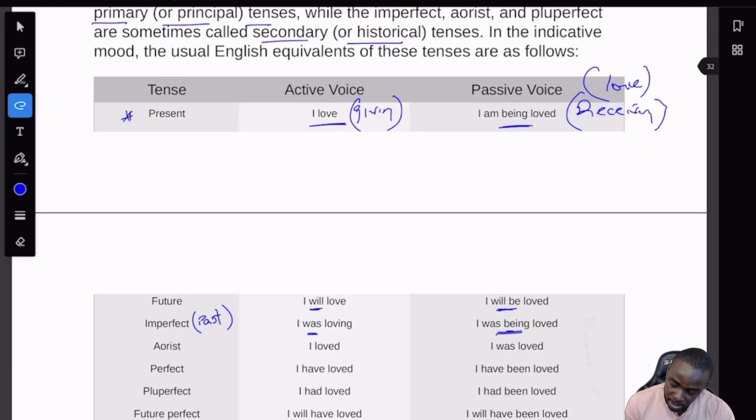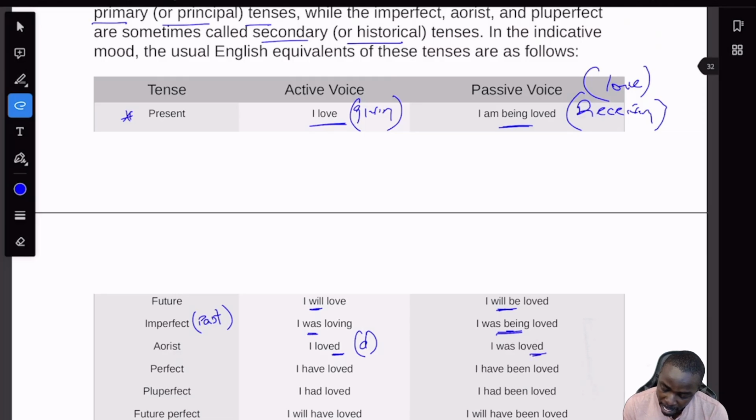Then you have the aorist, I loved. Back to that morpheme, I loved. While the present is I love, you just add the little D right here, I loved. Past tense, simple past tense. Or I was loved, right?